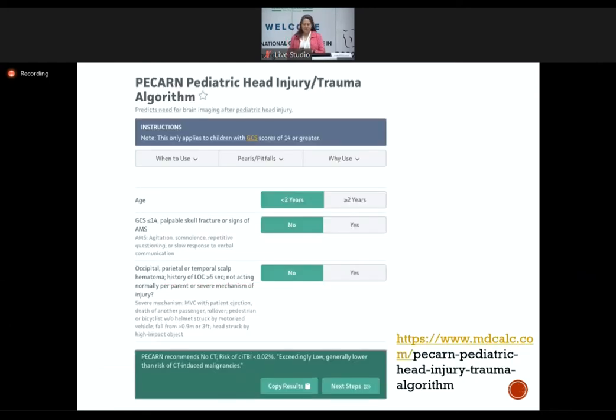MD Calc is a widely available application and website which translates evidence-based guidelines at the point of care. I'm not sure if it's used here in the kingdom, but it's widely used in the US where you are reminded of the clinical decision rule. You pull out your phone, you can type in the predictors, and it'll give you an estimate of the risk right at the time you're taking care of the patient.